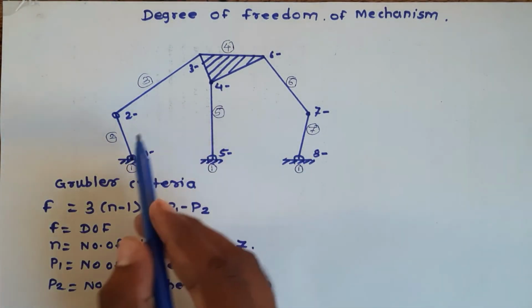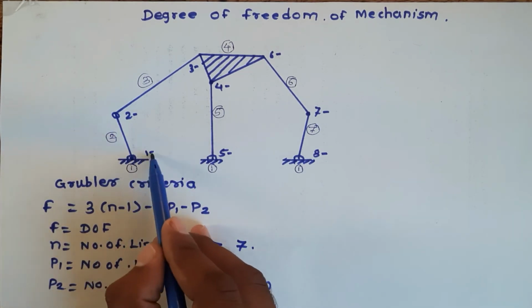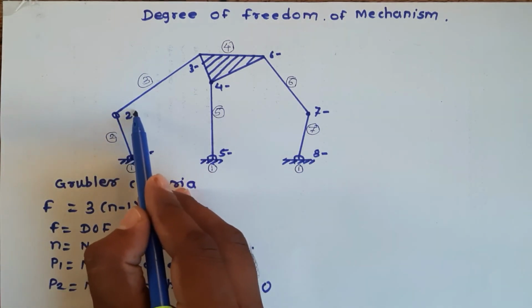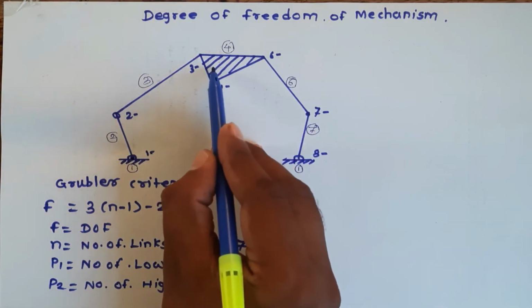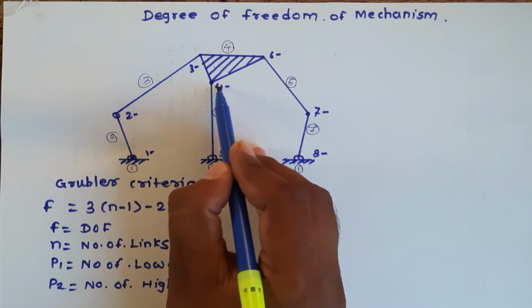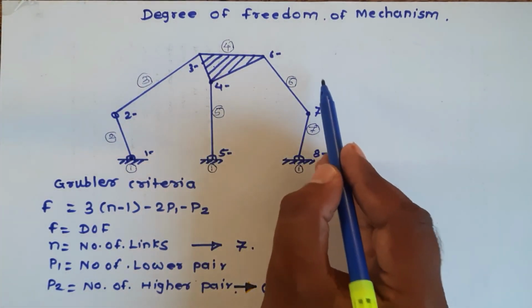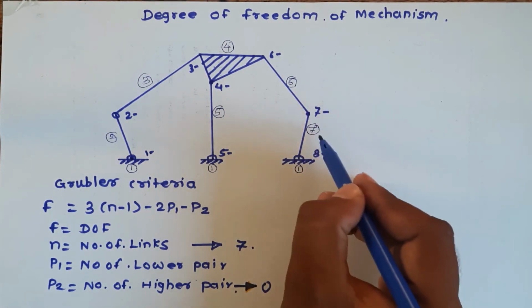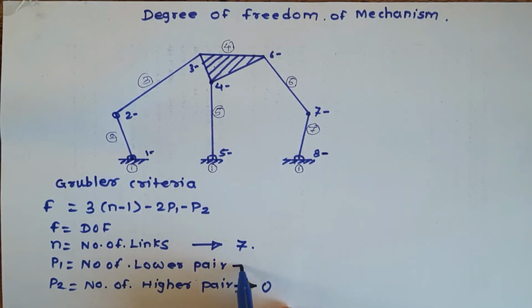So once again we will see the pairs: between the first link and second link, that will be the first pair, between second and third that will be the second pair, between third and fourth this will be the third pair, between fourth and fifth this will be the fourth pair, between fourth and sixth that will be the sixth pair, between sixth and seventh that will be the seventh pair, between seventh and first that will be the eighth pair. So how many lower pairs are there? The number of lower pairs is 8.